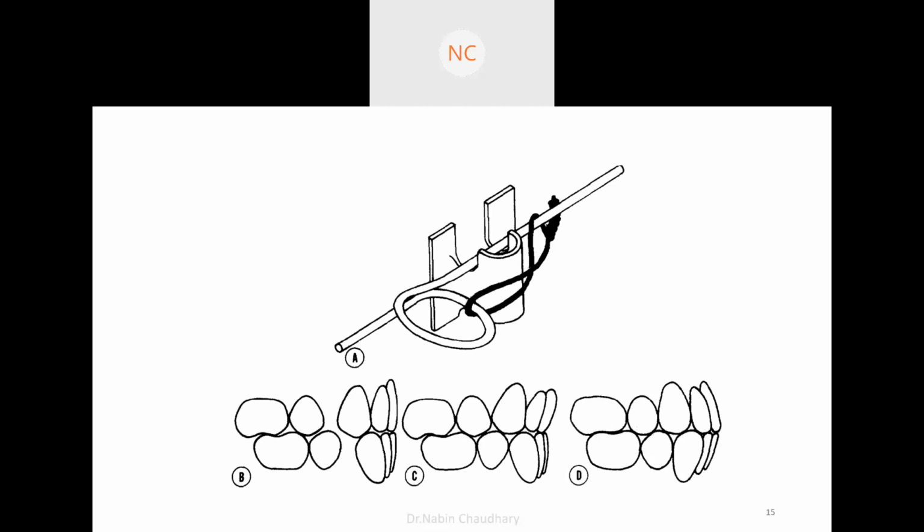So, after gaining so much popularity, Dr. Begg began to work more on his Begg mechanics, and he divided the Begg mechanics into 3 stages. The first stage was stage 1, in which the rotations and the anterior deep bite were corrected. This is stage 1, and in case of stage 2, the closure of the space is achieved, and in case of stage 3, the uprighting of the root is done in order to achieve the paralleling of each tooth.